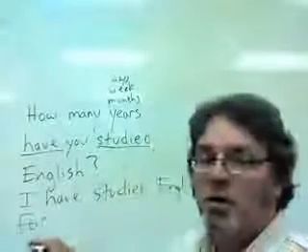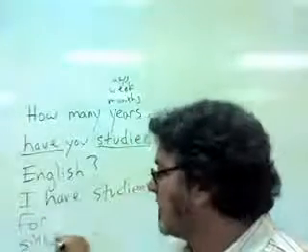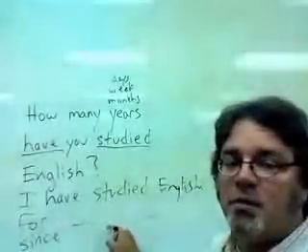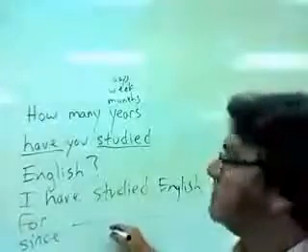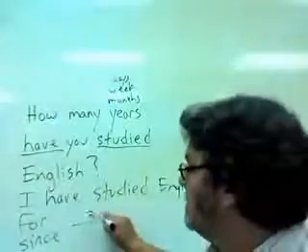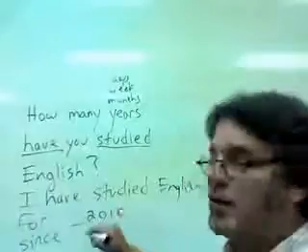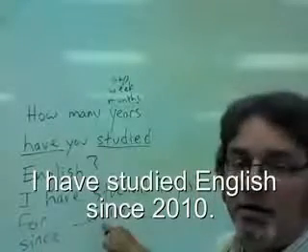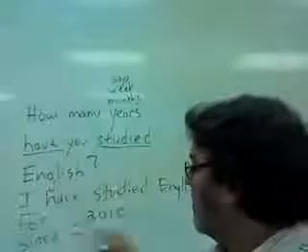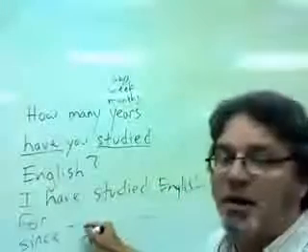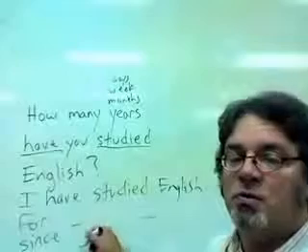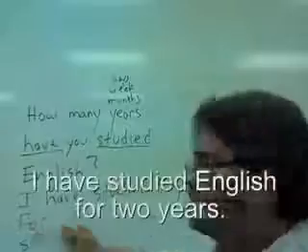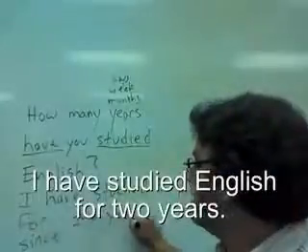for, or you can use since, and then identify the time when you began. So, for example, if you started to study English in the year 2010, then you can say, I have studied English since 2010, or if you use the word for, then you go back in time and count the number of years or months or weeks or whatever it might be. And in that case, I have studied English for 2 years.